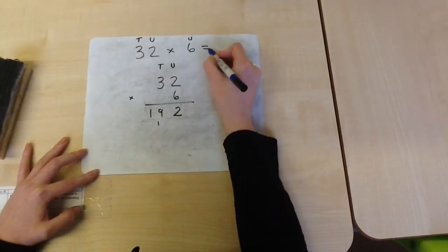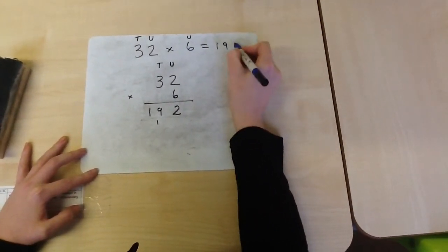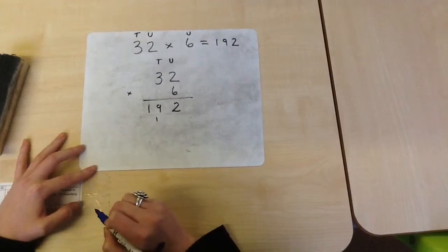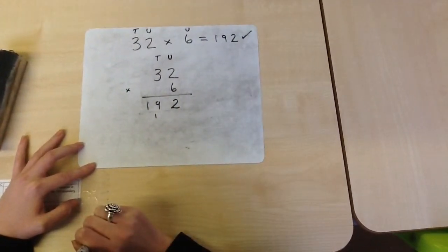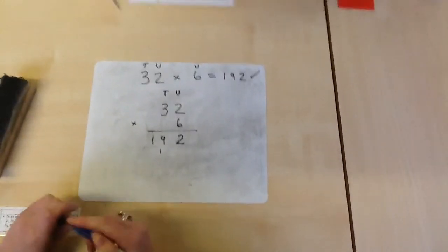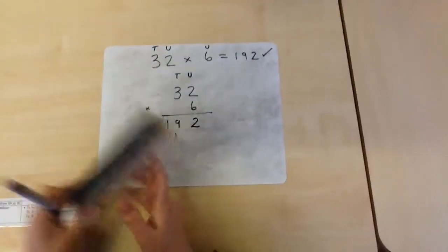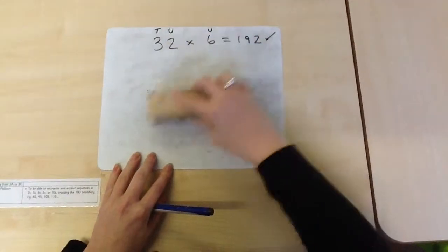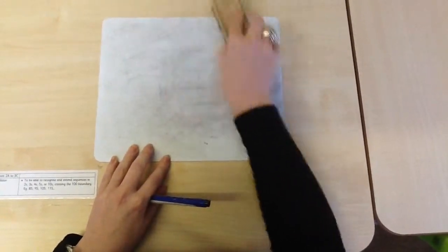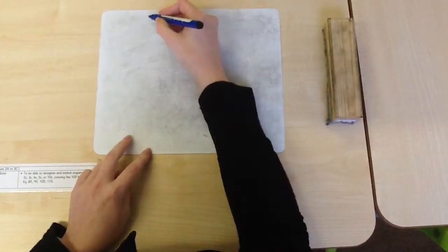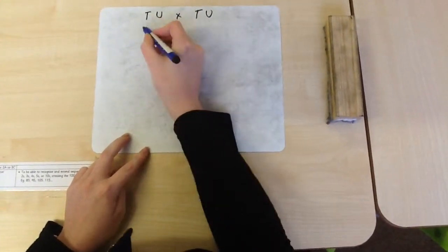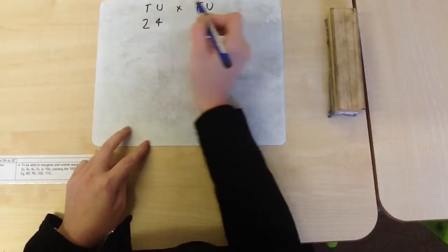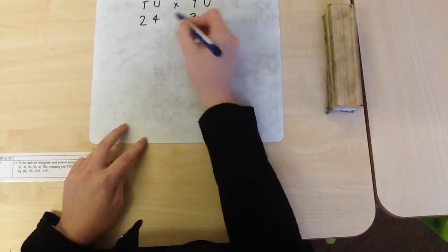When you've done, you just need to check that it looks a sensible answer, and 192 seems roughly in about the right amount of place for me. So that is correct. Now, we are going to move on to doing a tens and units by a tens and units, and this one is a little bit different. So we are going to do 24 times 35.